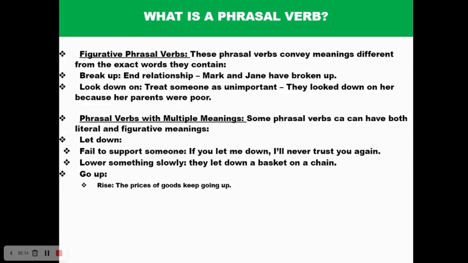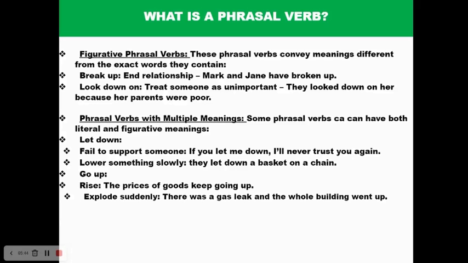Another example of a phrasal verb with multiple meanings is go up. One of the meanings is to rise. When you are talking of prices or costs of goods or projects, you can use the phrasal verb go up. For example, the prices of goods keep going up. Or you can say, house rents have gone up recently. Now, another meaning of go up is to explode suddenly. There was a gas leak and the whole building went up. That means the whole building exploded. Okay?